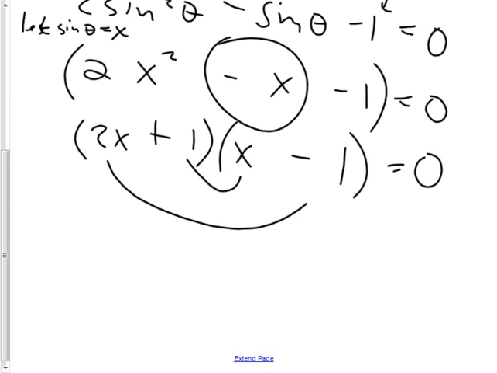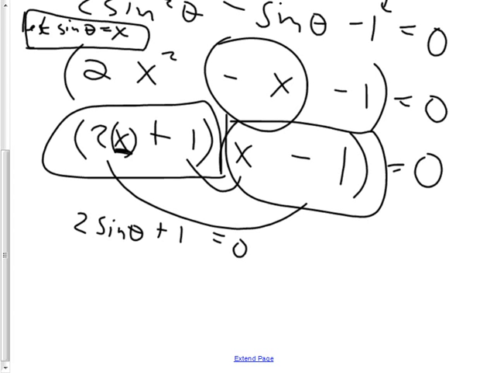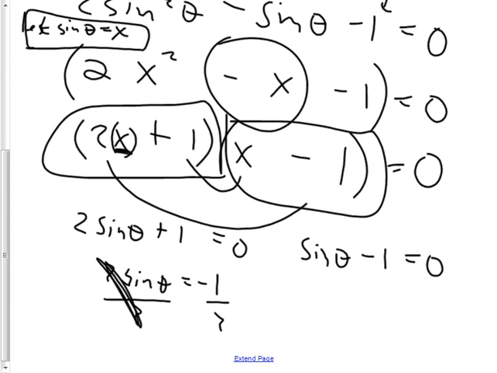Okay, now that I've done that, now I got to swap it back out. Remember how I said sine theta is x? So wherever I see an x, I got to put it back in as sine theta. So 2 sine theta plus 1 has to equal 0. I set this side equal to 0 and this side equal to 0. The other side is sine theta minus 1 is equal to 0. Then I'd go 2 sine theta equals negative 1. Divide by 2 on both sides. So sine theta is equal to negative a half.